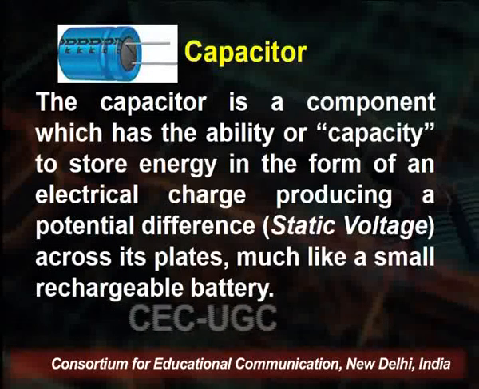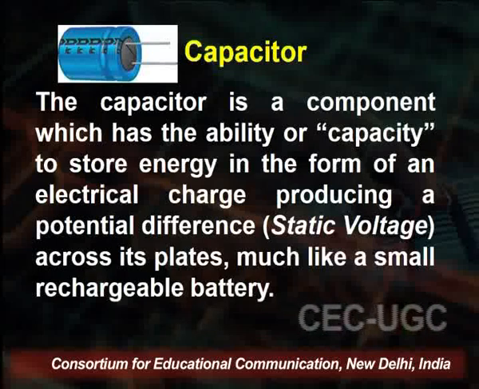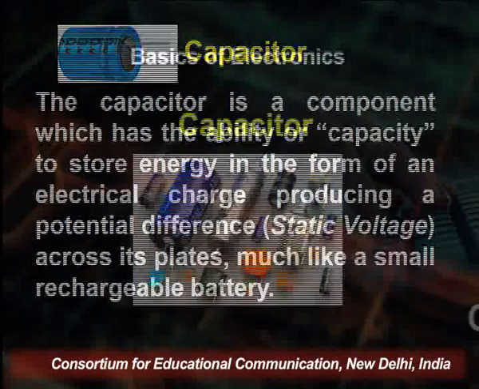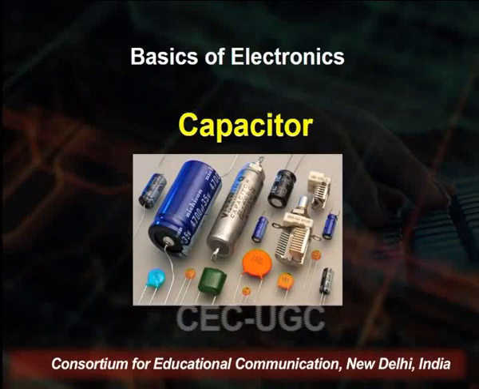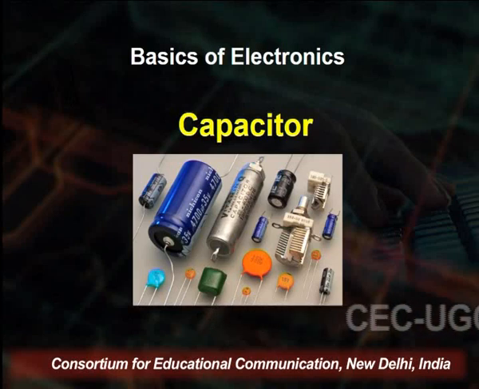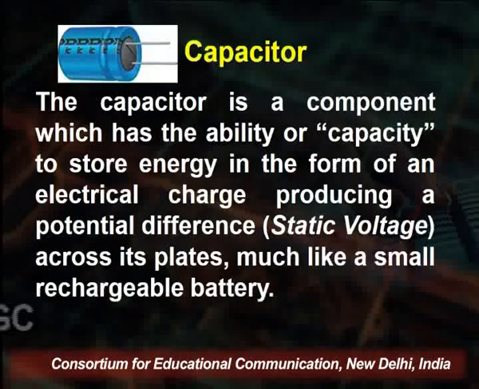On the screen you are seeing a component that is a capacitor. Sometimes we have various types of capacitors. You see on the screen that these are the various types of capacitor, some in round form, some in tablet form, like that. These are the basic capacitors. So what is a capacitor? It has the capacity to store energy in the form of electric charges, which are produced because of the potential difference, that is the static voltage, and it works as a rechargeable battery. So a capacitor stores energy in it.